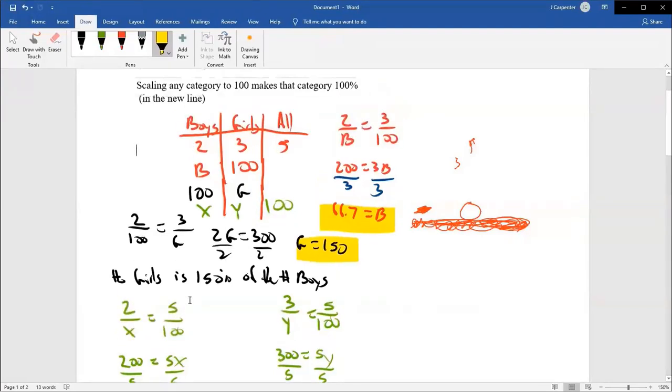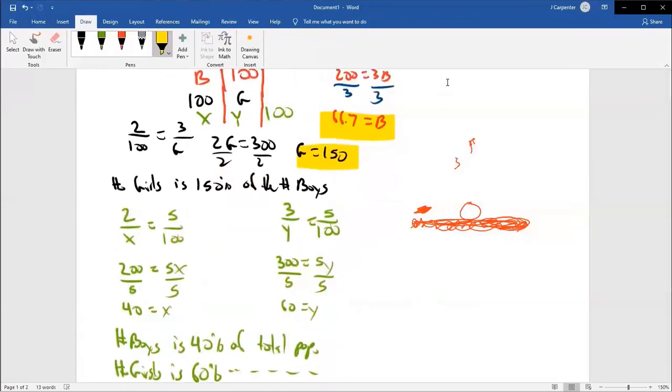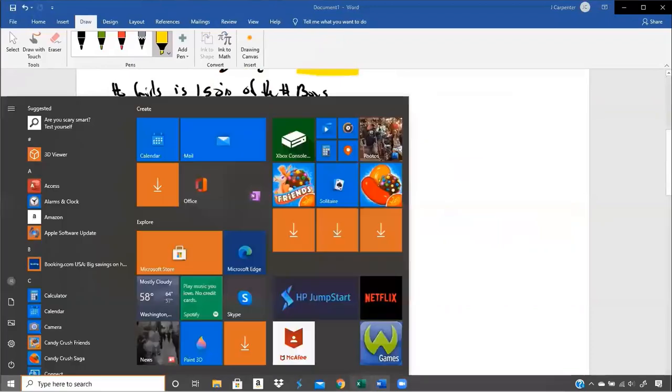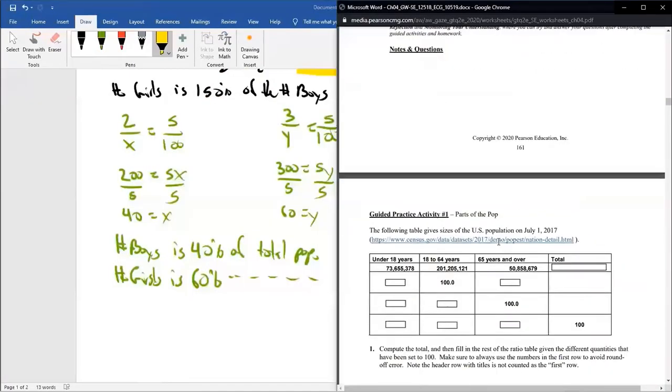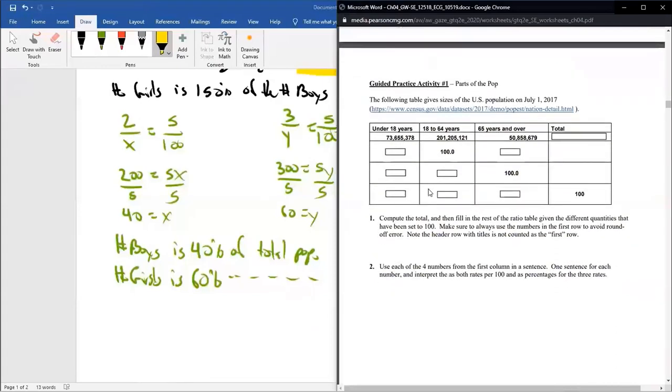All right, so that is, believe it or not, 4.2, and I need to clear my screen. That was from the earlier annotations. This guided activity right here is a great one if you want to try it on your own.